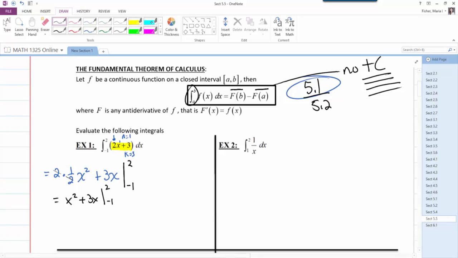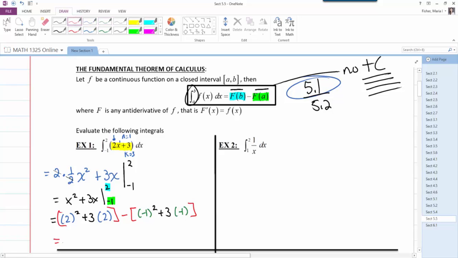So the fundamental theorem of calculus says, hey, you want to find the definite integral? Well, you have to evaluate the antiderivative at the upper limit of integration. So in our case, it's going to be 2 squared plus 3 times 2. And we take that and we subtract off the result of plugging in the lower limit of integration. So in this case, it's (-1) squared plus 3 times -1.